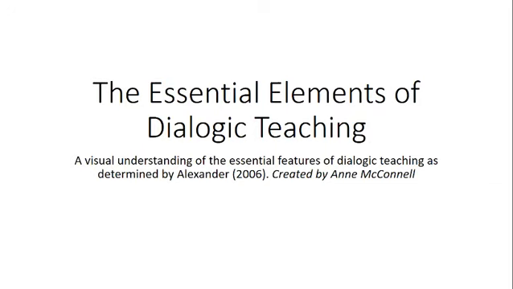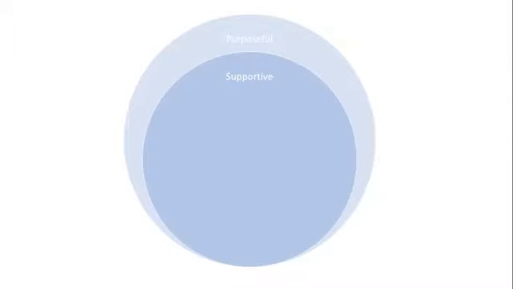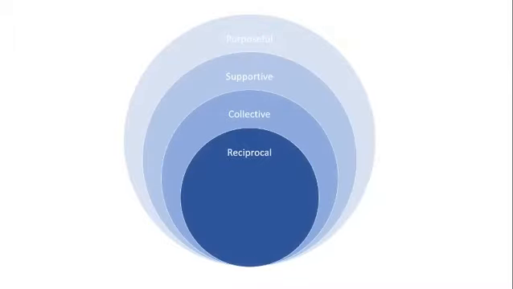The essential elements of dialogic teaching is an idea that I got from Alexander's book, Towards Dialogic Thinking. And I have a visual that I created that will portray the understanding that I came to as I looked through the themes of dialogic teaching through my research. The 5 essentials that Alexander says define dialogic classrooms are these: purposeful, supportive, collective, reciprocal, and cumulative.